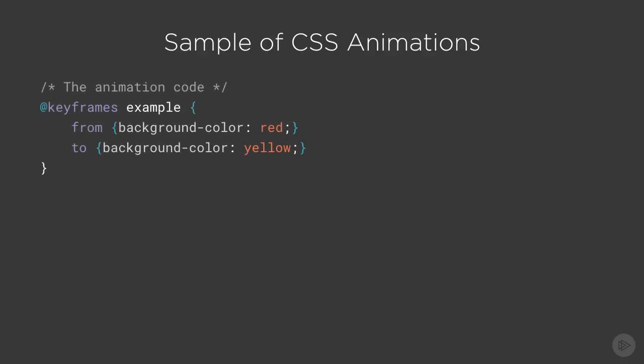So a sample of CSS animations is, inside of CSS, you have to set up keyframes that say, okay, I'm going to create an animation called example. Now in this example, the animation itself is going to go from the background color of red to the background color of yellow. So we're setting up a from, and then we're setting up a to. It's going to go from this, and then we define the different properties and values, which in this case only has one property and value, which is background color, and it's going to be red, and then it's going to go to another property and value, which is going to be background color, and it's going to be yellow.